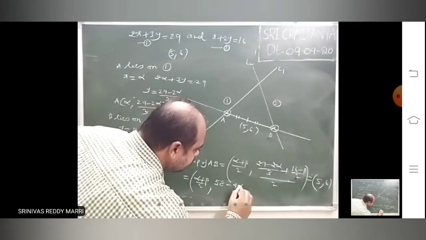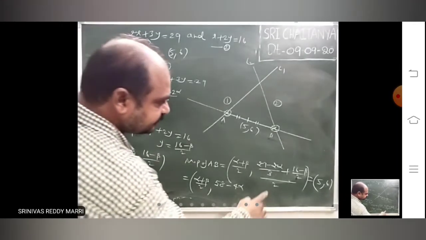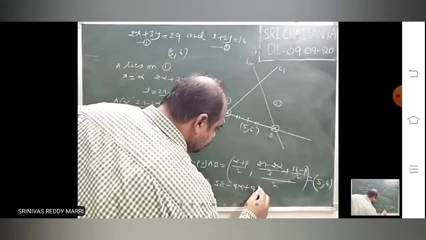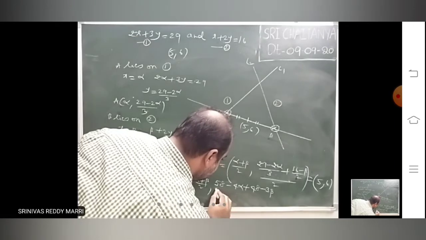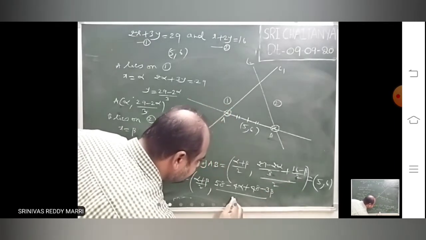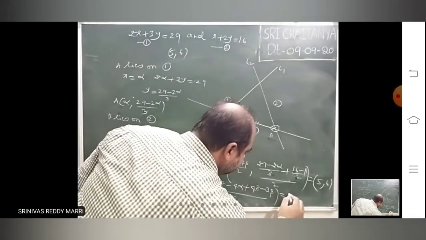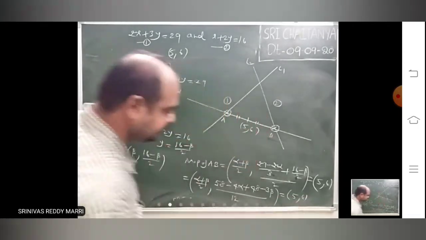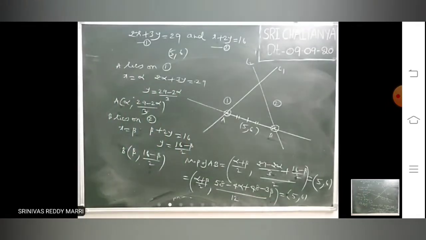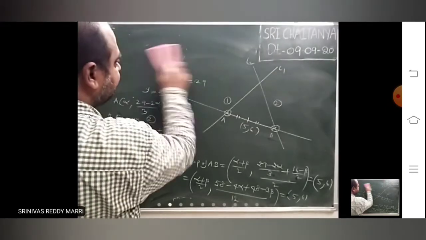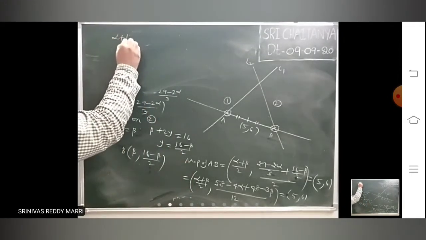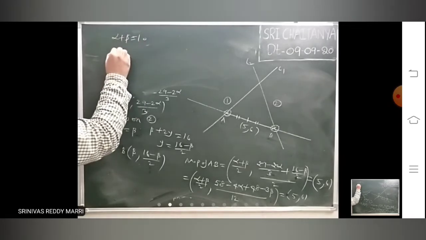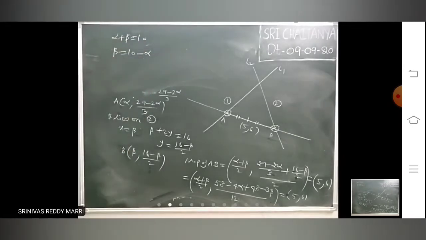58 minus 4 alpha plus 48 minus 3 beta divided by, here you will get 6. 6 into 2 is what? 12. So 5 comma 6. Equate this to 5. So if you find alpha beta, you will get that equation. So alpha plus beta is nothing but 10. That means from here beta is what? 10 minus alpha. So alpha plus beta by 2 is 5. Beta is 10 minus alpha.